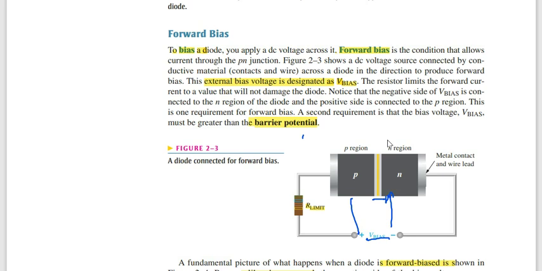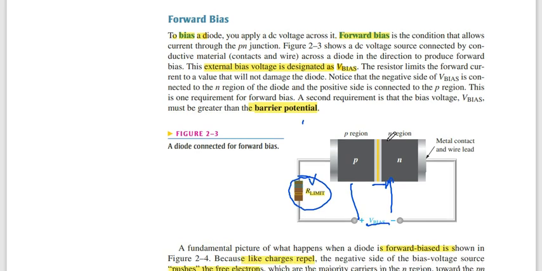Otherwise, the current does not flow and does not cross the barrier. This is a small resistance. Our diode is connected through a resistance. It must be connected in a circuit.